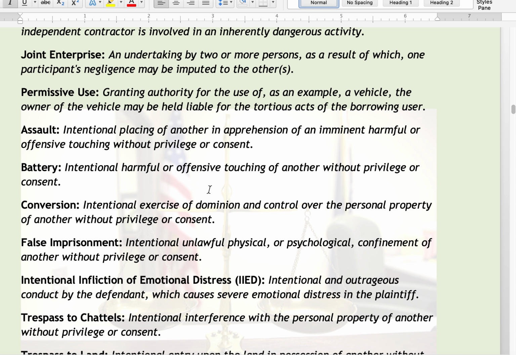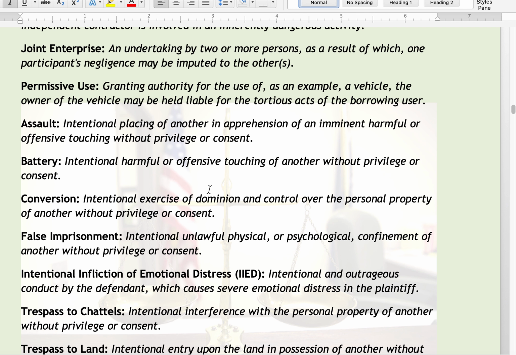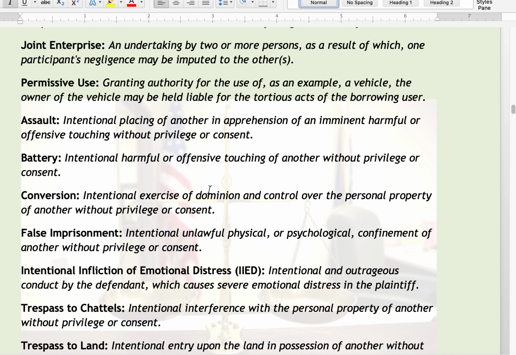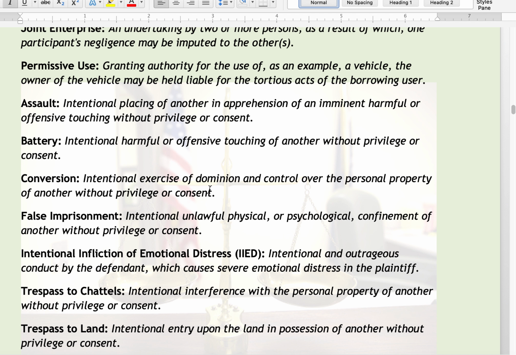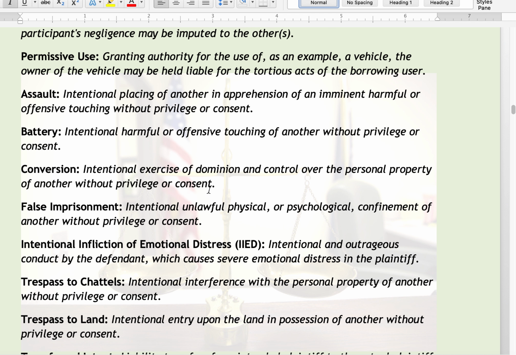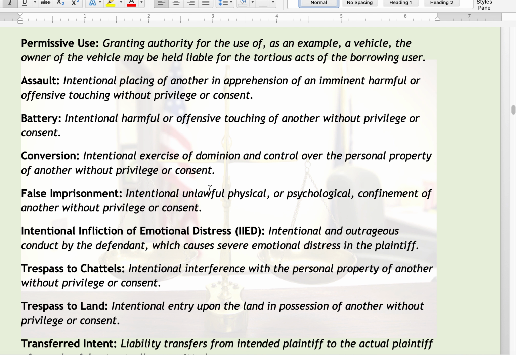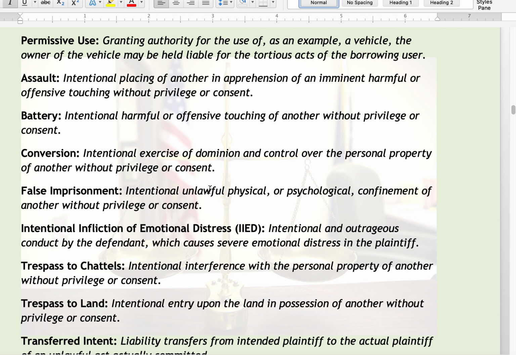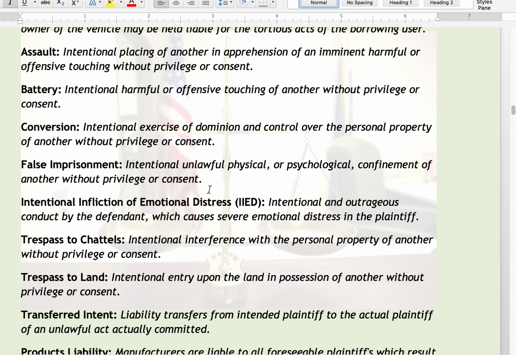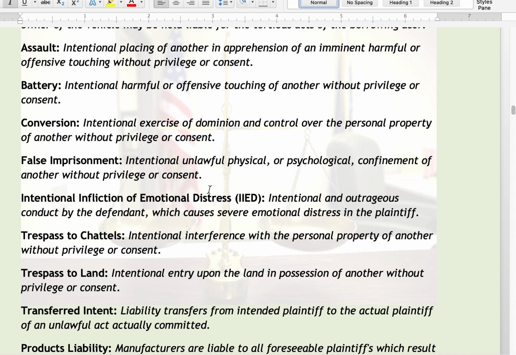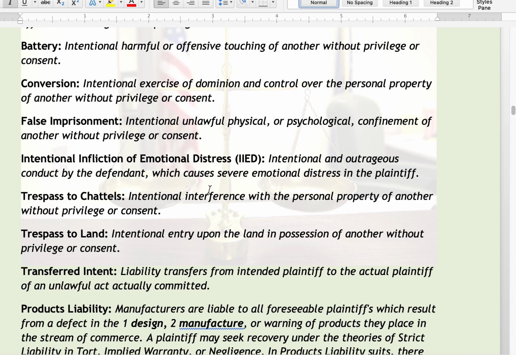Joint enterprise, an undertaking by 2 or more persons as a result of which one participant's negligence may be imputed to the others. Permissive use, granting authority for the use of, as an example, a vehicle. The owner of the vehicle may be held liable for tortious acts of the borrowing user. Assault, intentional placing of another in apprehension of imminent harm, or offensive touching without privilege or consent. Battery, intentional, harmful, or offensive touching of another without privilege or consent.